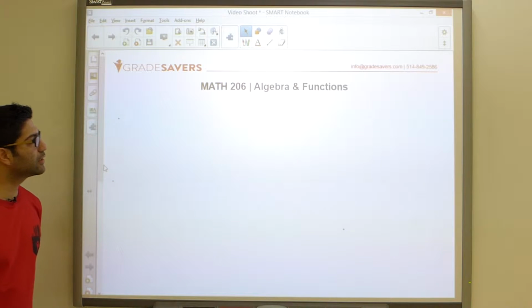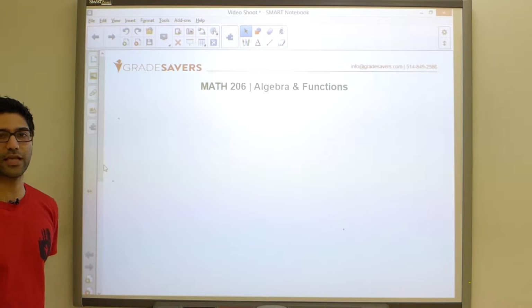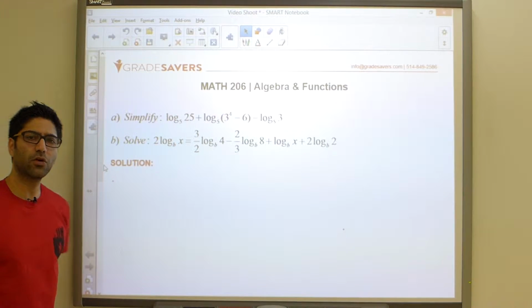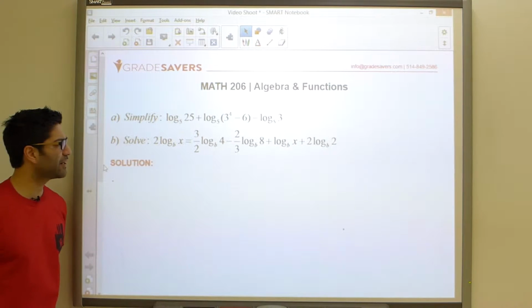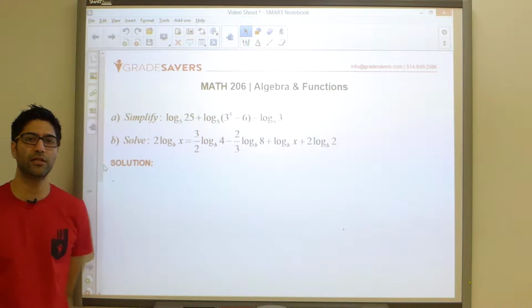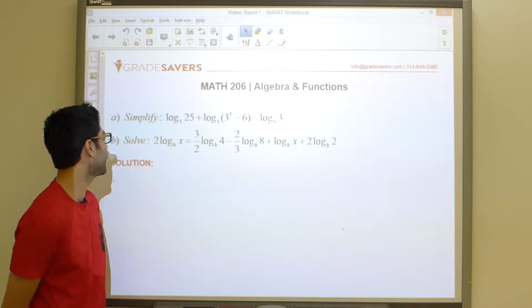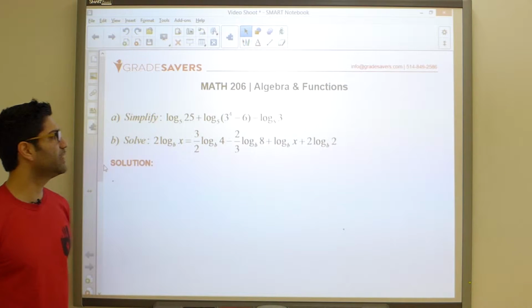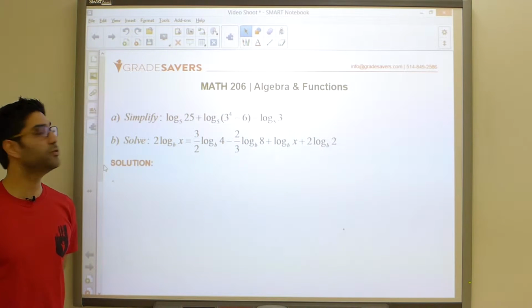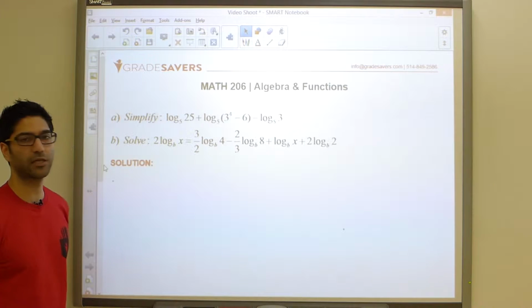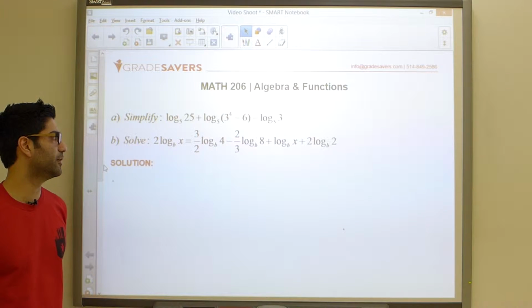All right, guys, let's take a look at our next examples. Okay, so over here, we have a couple of logarithmic equations that we need to solve somehow, or simplify in the first case and solve in the second case. This is definitely one of the areas that bothers students taking Math 206, and hopefully we can spend some time clarifying some of the concepts over here.